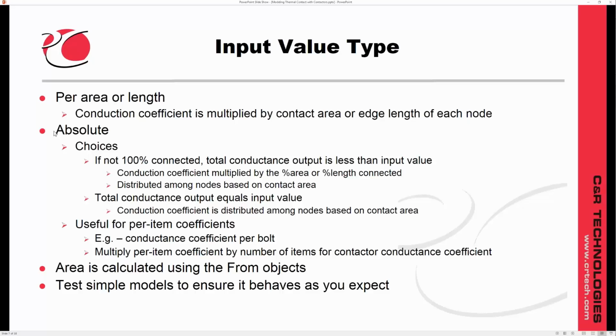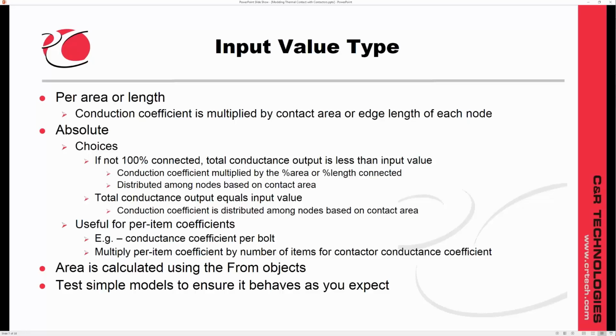The absolute, you provide the total conductance available. And then you have choices inside of that of what to do if you're not 100% connected. If you're not 100% connected, you can choose to reduce the conductance as a fraction of what's connected, and then it gets distributed among the nodes based on contact area. Or you can say it's always going to use the total conductance is equal to the input value. And this just simply distributes among the nodes for the contact area.